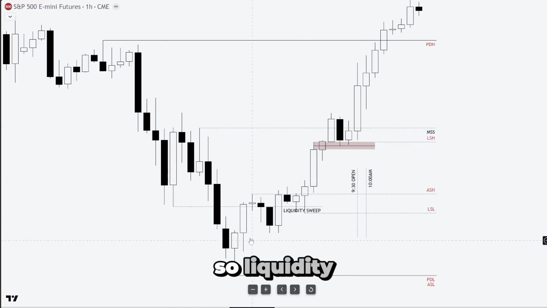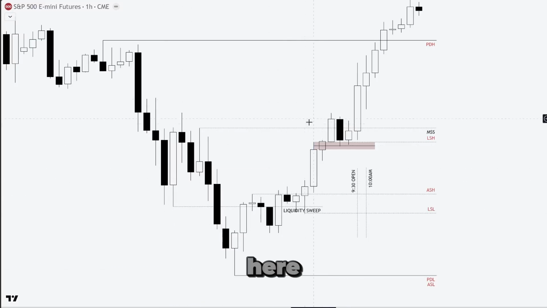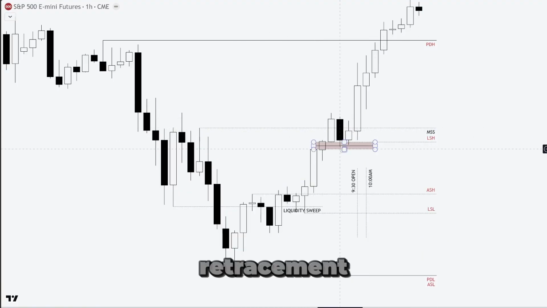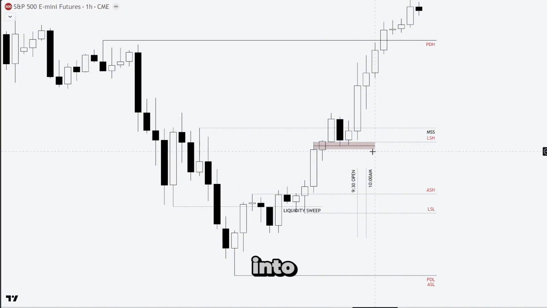So liquidity, you get displacement here, which includes this market structure shift, right? You get retracement into a fair value gap or imbalance here in the form of this wick, and then you get expansion. That's everything that we're looking for. We're just seeing it on the hourly versus the 5-minute, which is the chart that we're primarily trading in.